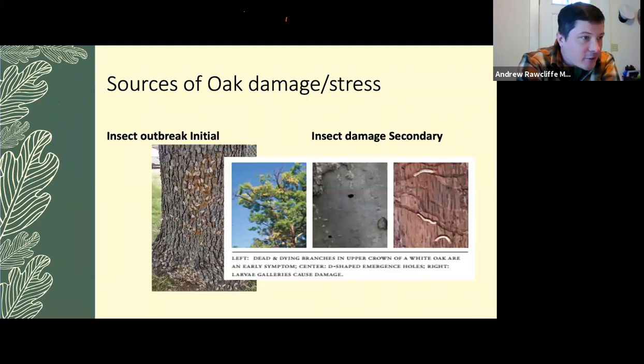On the left picture, you're seeing an outbreak of gypsy moth. On the right-hand picture, you're seeing two-line chestnut borer infecting the tree to the right. You're seeing leaf defoliation on that first picture. And in the center picture, you're seeing what the holes look like when the insects actually get into the tree. Usually it's not the insects, but the bacteria that's carried on the insects that carry the diseases.